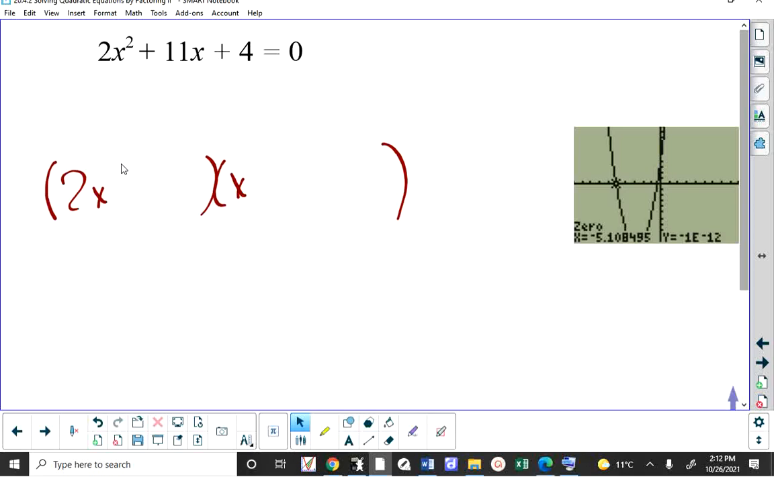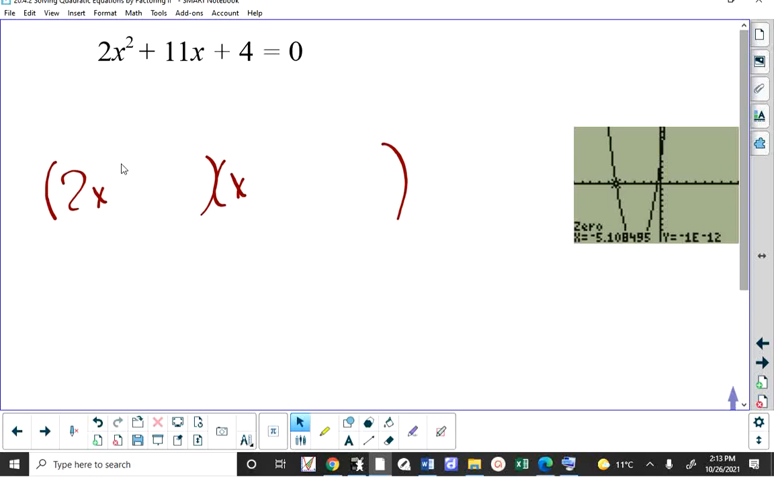Would you agree that if it is factorable, it must be 2x and x in the first two available positions to give 2x squared? Okay. And that means with the 4, it has to be 2 and 2. It can't be 2 and 2.